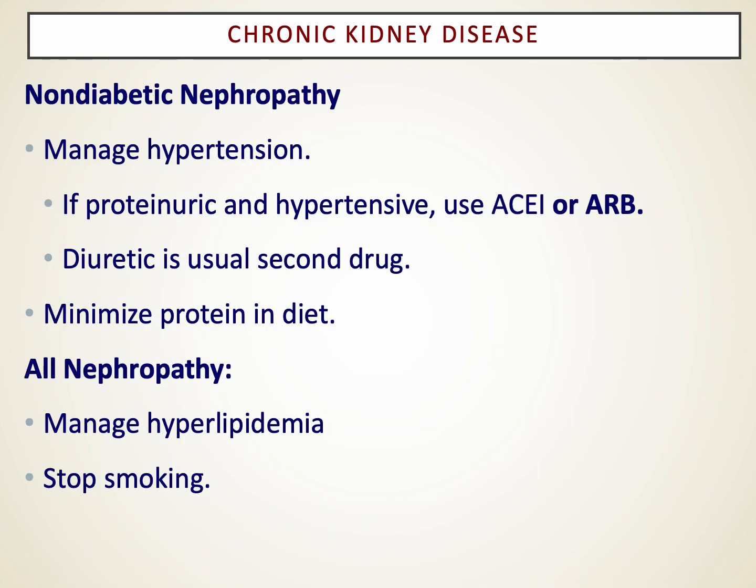For non-diabetic nephropathies, we're going to manage the hypertension, typically with an ACE or an ARB, but sometimes a diuretic, and minimize the protein in the diet. And for all nephropathies, we're also going to look at stopping smoking and managing the hyperlipidemia. Typically, we're going to do that with a statin drug unless that's contraindicated.